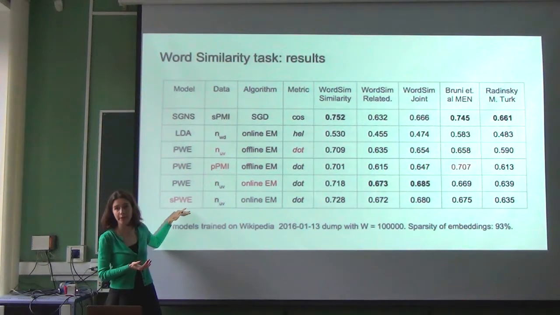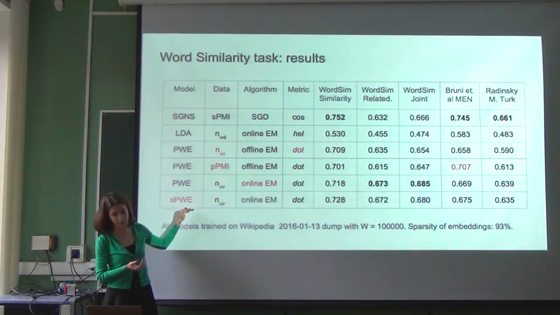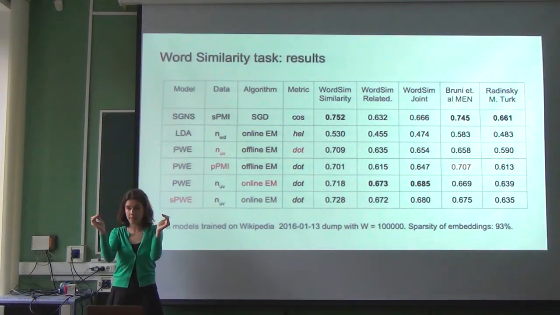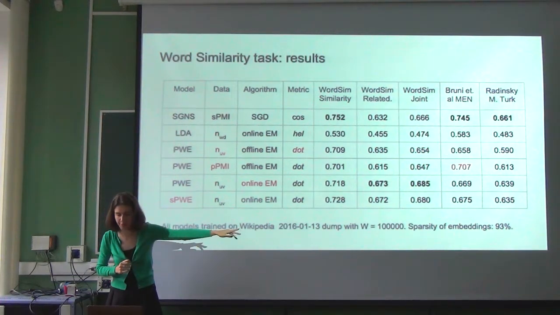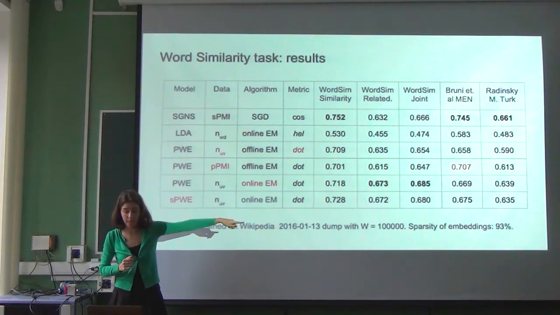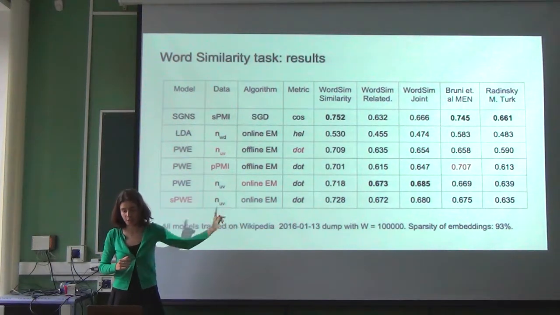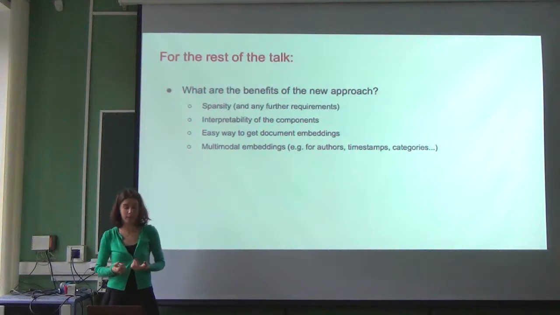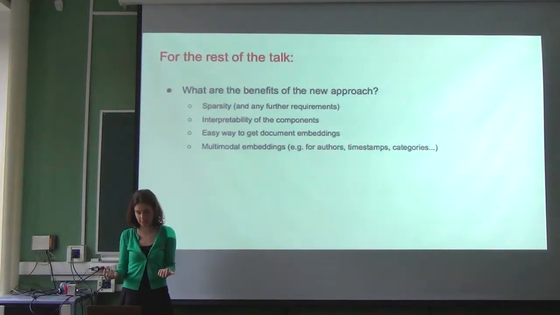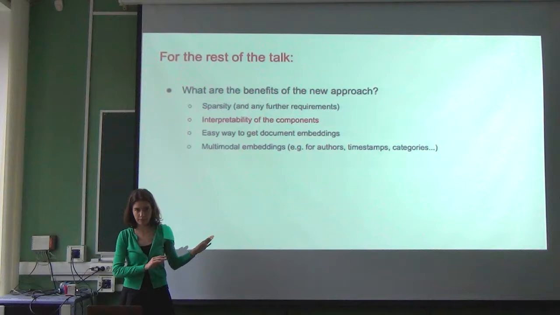So the first benefit is right here. These are sparse probabilistic word embeddings that have 93% zeros. The embeddings are just 300 dimensions, and they have 93% zeros. The similarity measures are kind of the same for all the data sets, right? So this is the first. Next, what other benefits can we have here? We can have 3 benefits, and I will cover these 3 benefits until the end of the talk. So we will have interpretability, document embeddings, and embeddings for additional modalities. Let's start with interpretability.